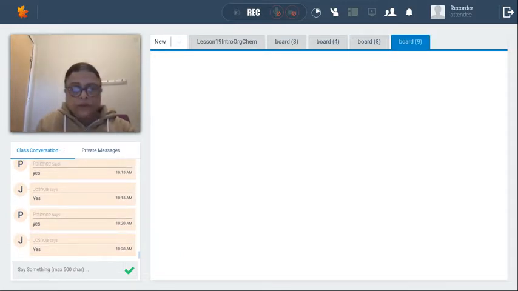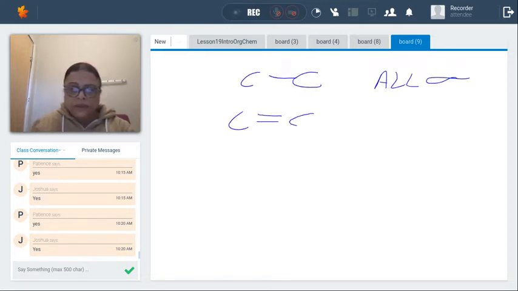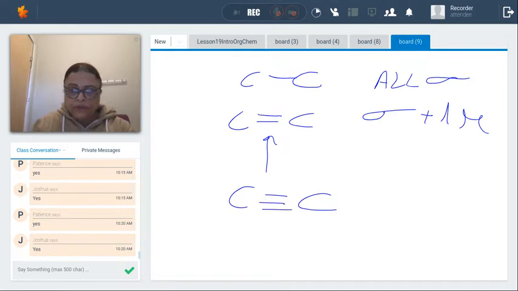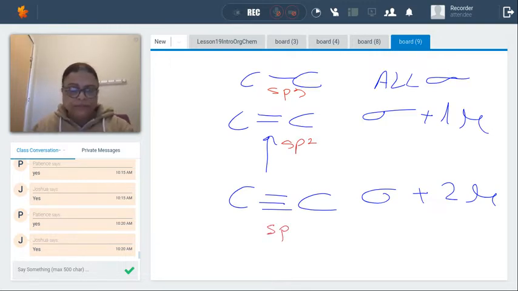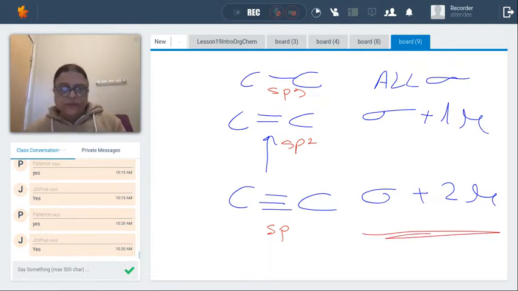So single bond, all sigma. Double bond, sigma plus 1 pi. Triple bond, sigma plus 2 pi. Single bond, sp3. Double, sp2. Triple, sp. This is what you need to remember. So far, so good? Now I have one question. Which bonds are more stable, sigma or pi?